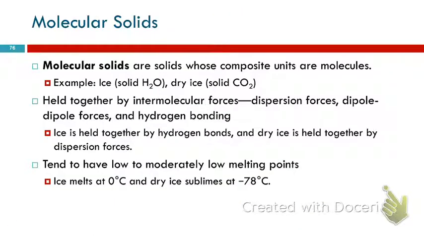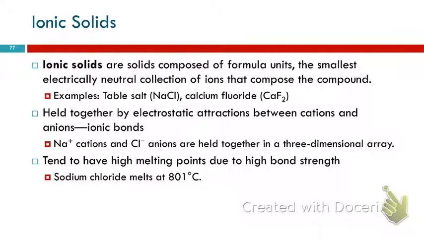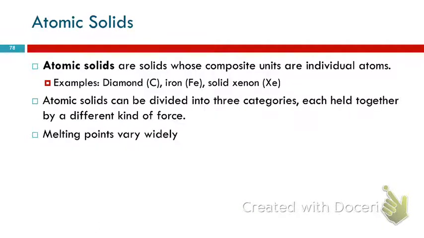I'm going to go through this part quickly because I've already said most of it, and you can read it. Molecular solids, such as dry ice or solid water, tend to have low melting points held together by intermolecular forces. Ionic solids held together by ionic bonds are going to have high melting points. Things like sodium chloride melt at 801 degrees Celsius. Atomic solids.